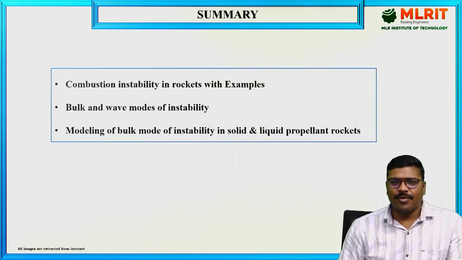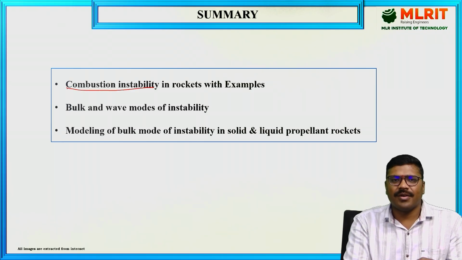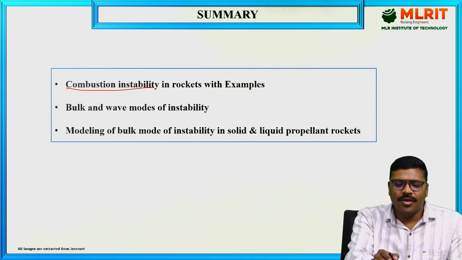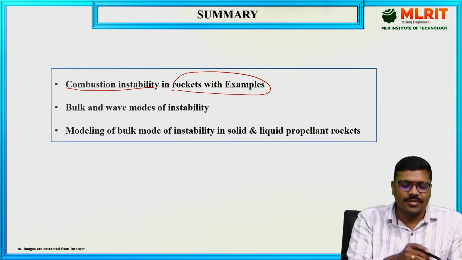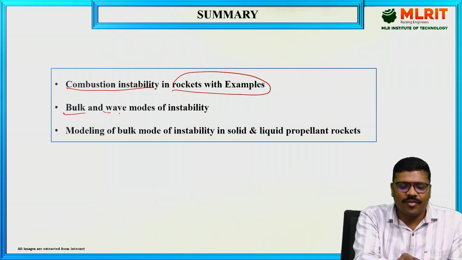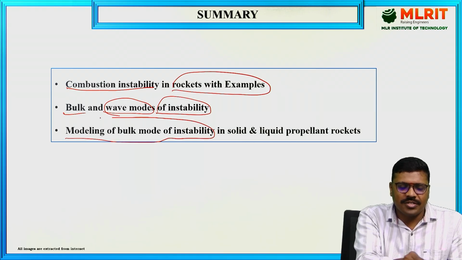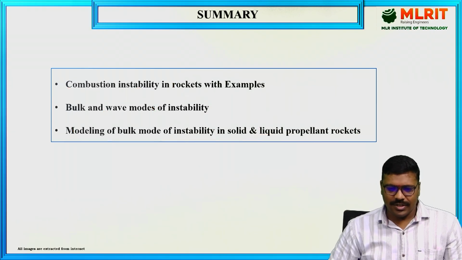Coming to the summary of today's lecture, we have gone through combustion instability: what it is, how it affects performance, and the different reasons for the arising of combustion instabilities. We have gone through real world examples that arise in the developing stage of engines. Next, we have gone through the bulk mode of instability, the wave mode of instabilities, and how these affect the combustion chamber performance. And also we have gone through the modeling of bulk mode of instability in solid and liquid propellant rockets. So this is about today's lecture. Thank you.